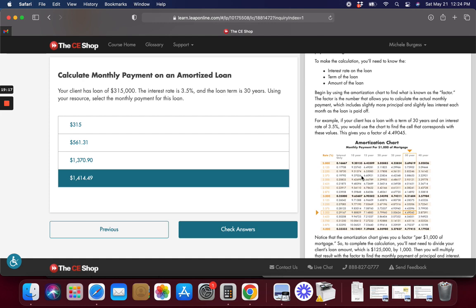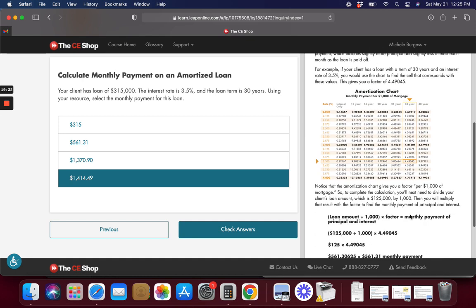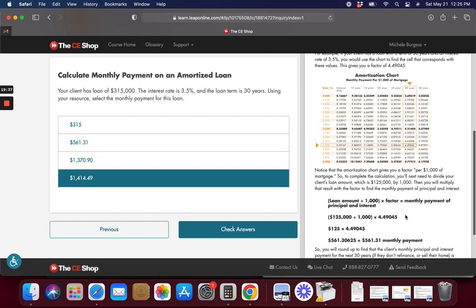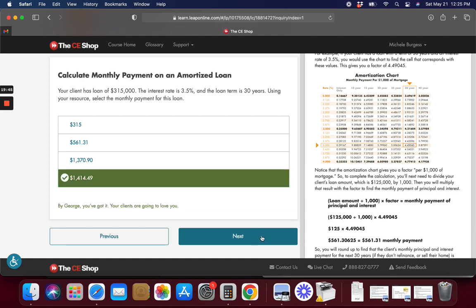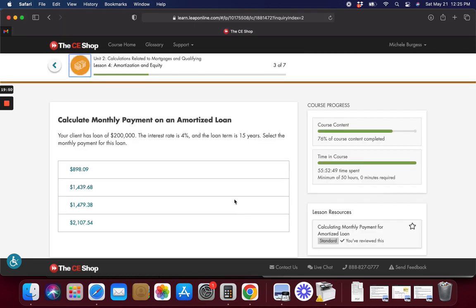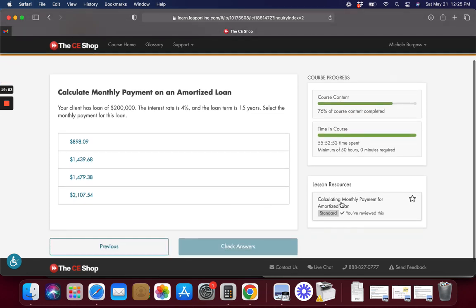Using your resource, select the monthly payment for this loan. Okay, so apparently we need to look at this. It's 3.5 at 30 years, so it would be 4.49045, and then you divide that by 315. You divide that by 315, and that will give you your monthly payment. Okay. I guess they're going to give you the amortization chart on the test if you get it. All right, so let's go back and look at this.